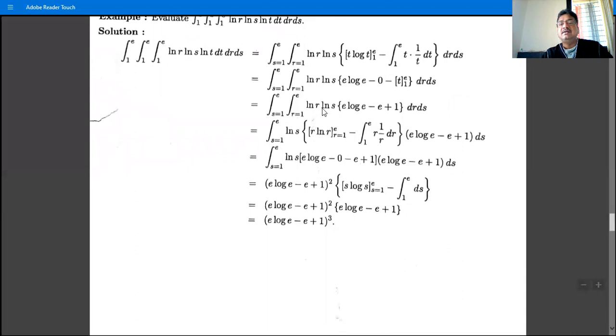Similarly, how can we take the integration of log r? We write log r into 1, and then log r is the first and 1 is the second, and then integrating we have this answer.